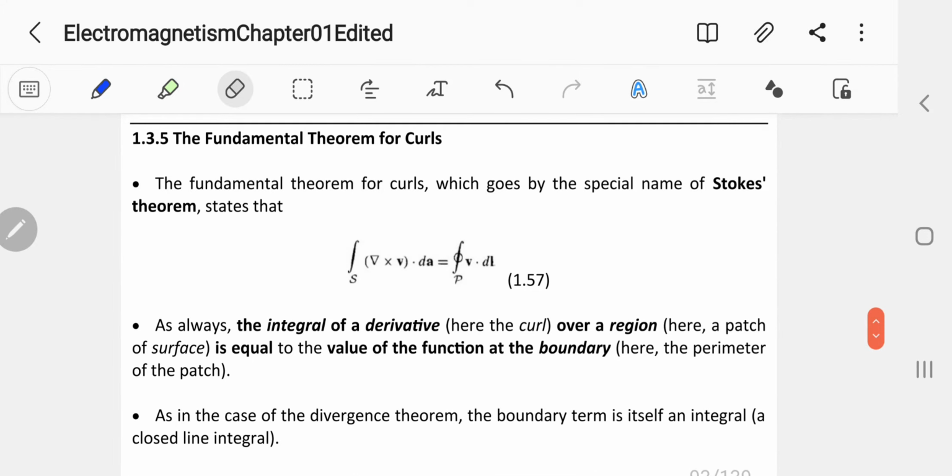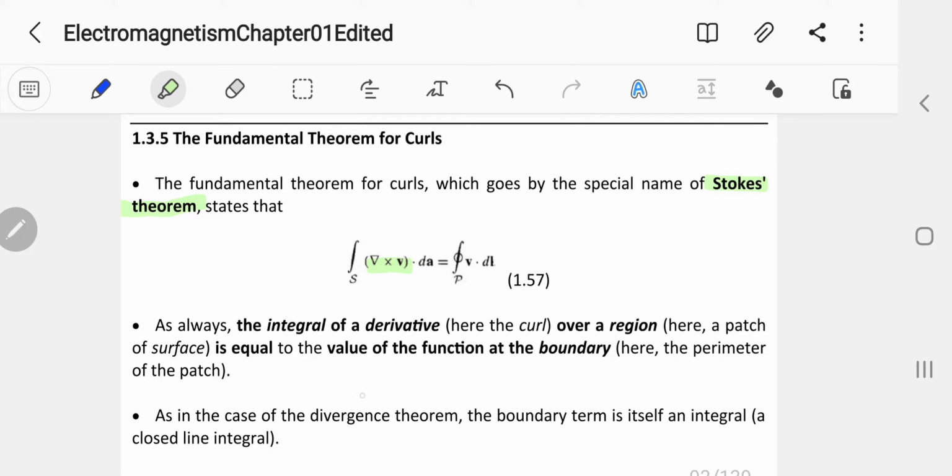Then we now go to the fundamental theorem of curls. This theorem is also named Stokes' Theorem. So here, you have the curl of a vector function, which is also a vector, dotted to a surface, and this is just equal to the line integral over a closed curve or a closed path P.